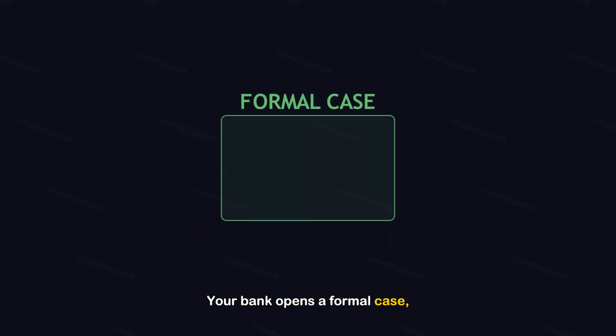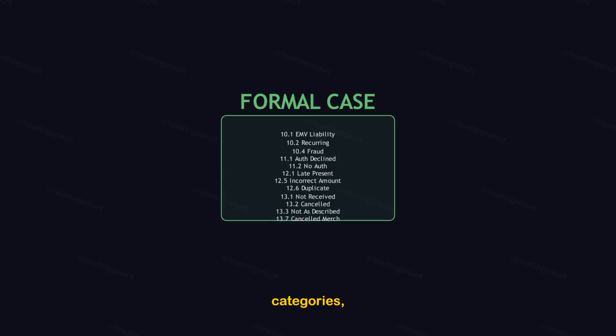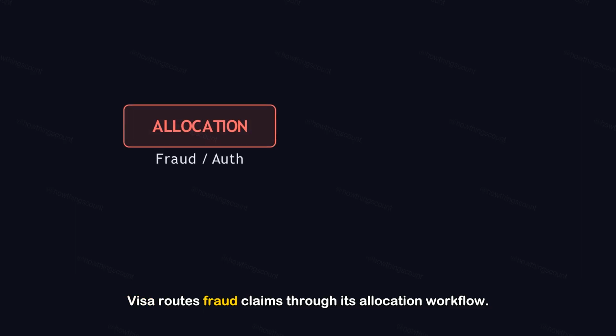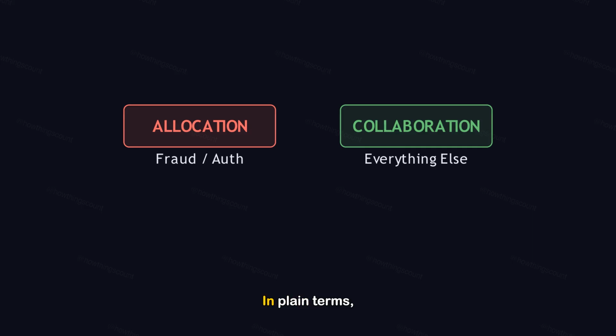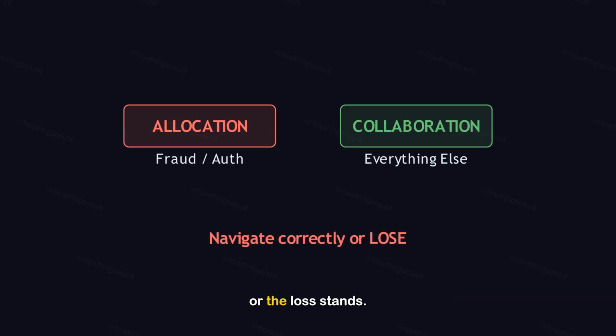Your bank opens a formal case, the one that gave you the card. It assigns a reason code. Visa maintains over 75 reason codes across 4 categories: fraud, authorization errors, processing errors, consumer disputes. The reason code determines which workflow the case enters. Visa routes fraud claims through its allocation workflow. Everything else goes through collaboration. In plain terms, the rules are different depending on whether someone stole your card or you just did not like the shoes you bought. Each workflow has different evidence requirements and different timelines. The merchant must navigate all of it correctly, or the loss stands.